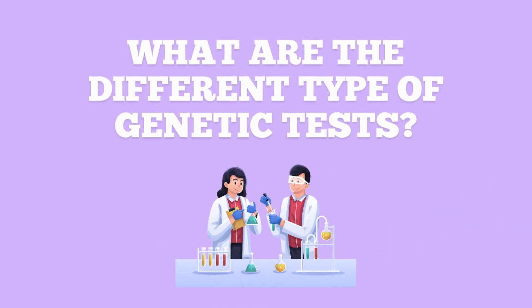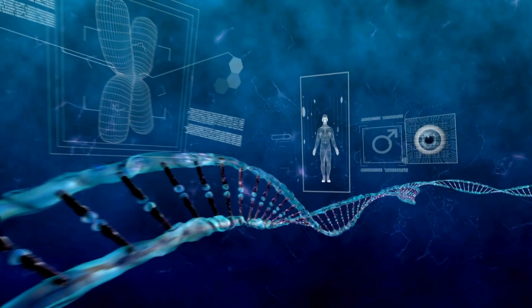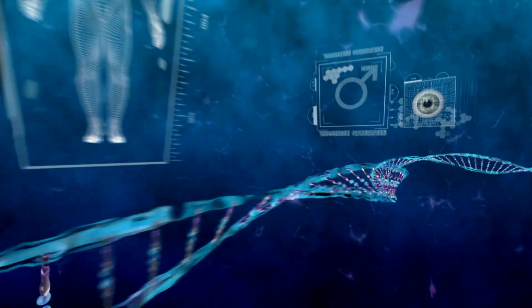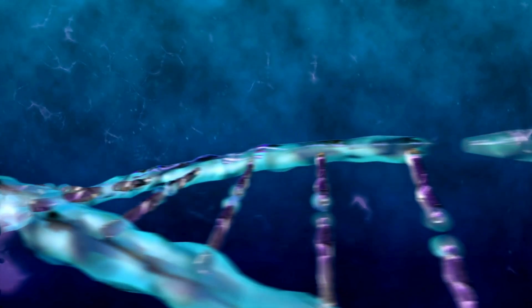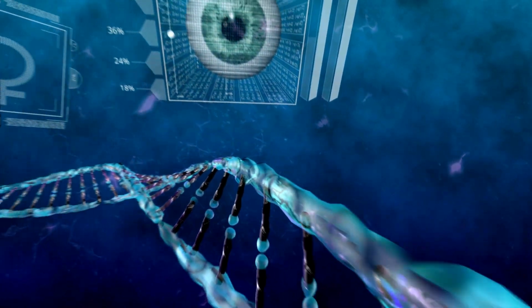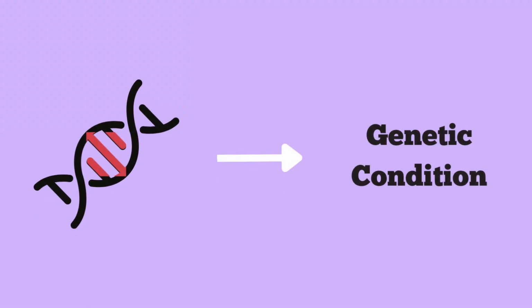Now let's talk about the different types of genetic tests that are there. This can include molecular tests, chromosomal tests, gene expression tests, and biochemical tests. Molecular tests look into changes in the DNA, and this can be tested through a targeted single variant, which looks at a specific variant that can be found in a gene. It is a specific variant that is identified that causes the genetic condition.